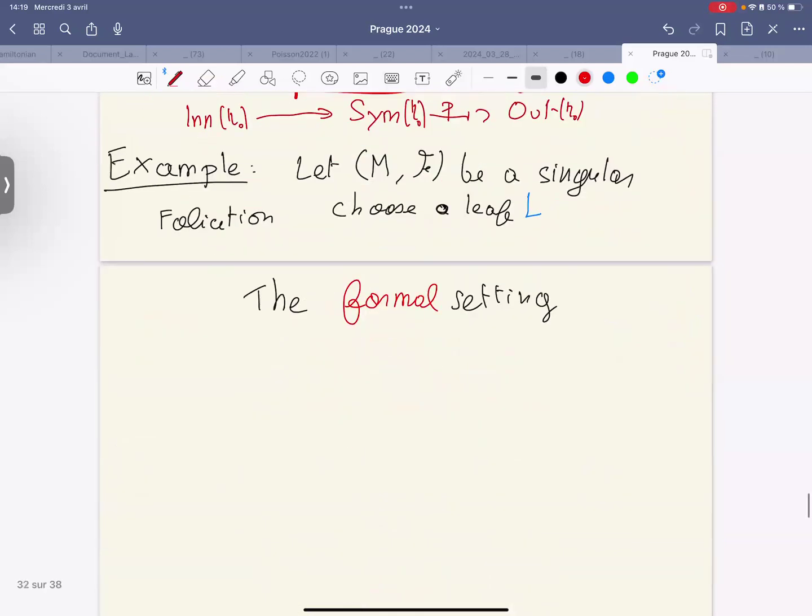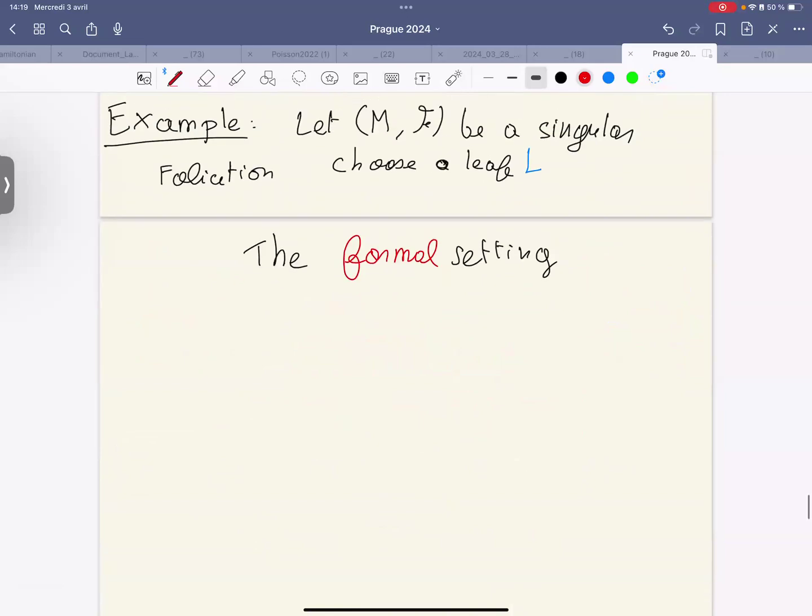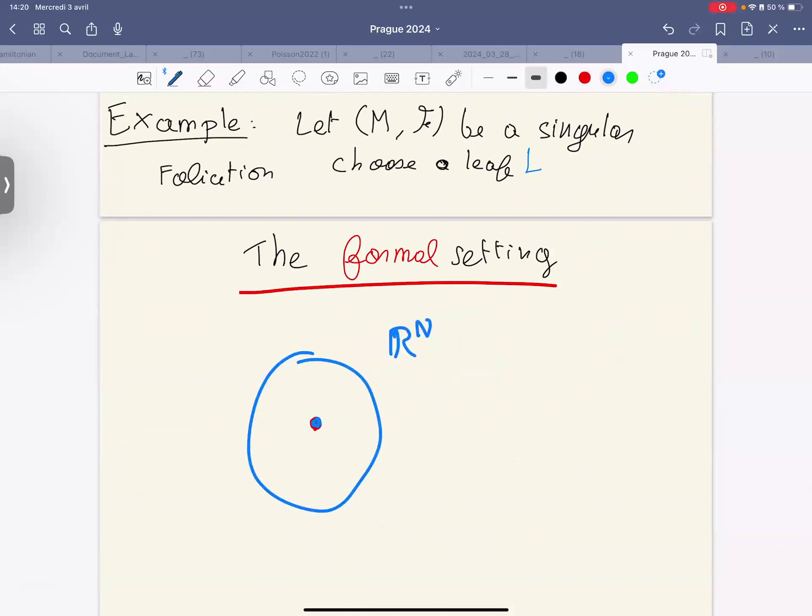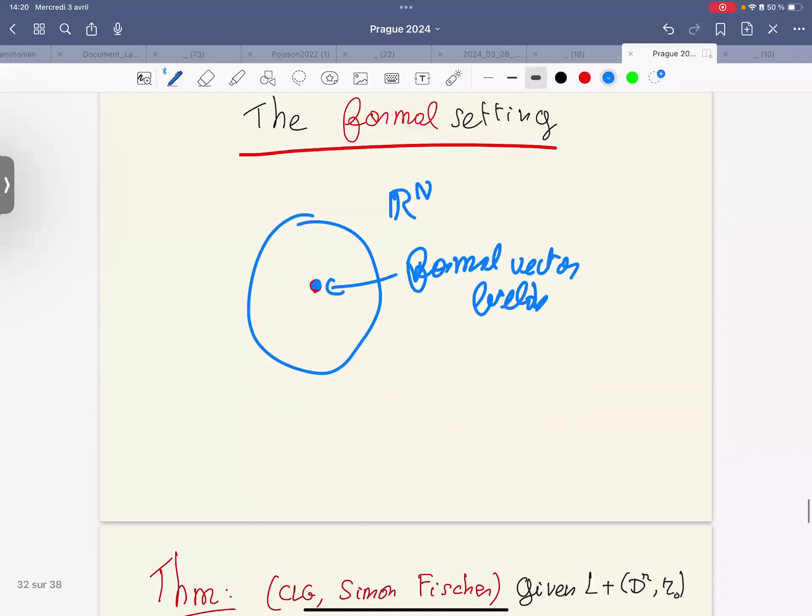Okay. In the formal setting, it's exactly the same. I take a formal singular foliation on, let us say, R^n, made of formal vector fields that vanish here. And we have an exact sequence that we call, I choose T0, a formal singular foliation.